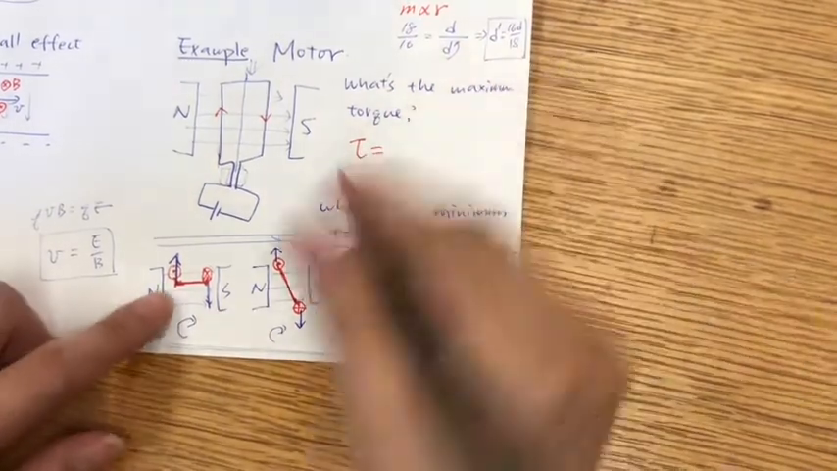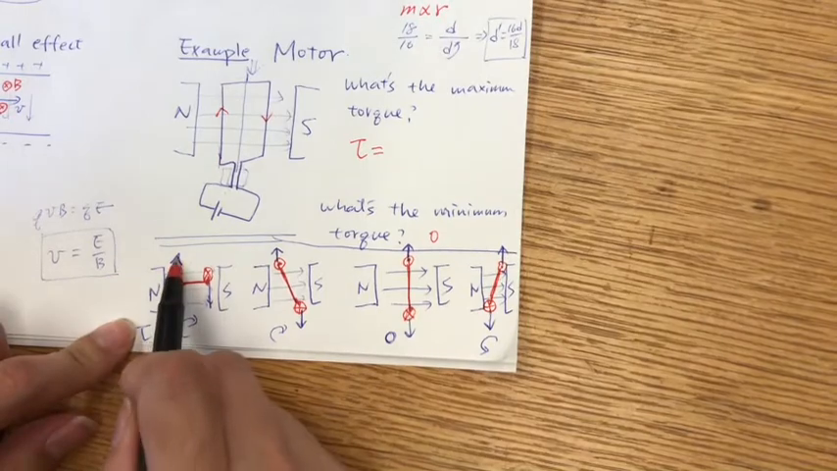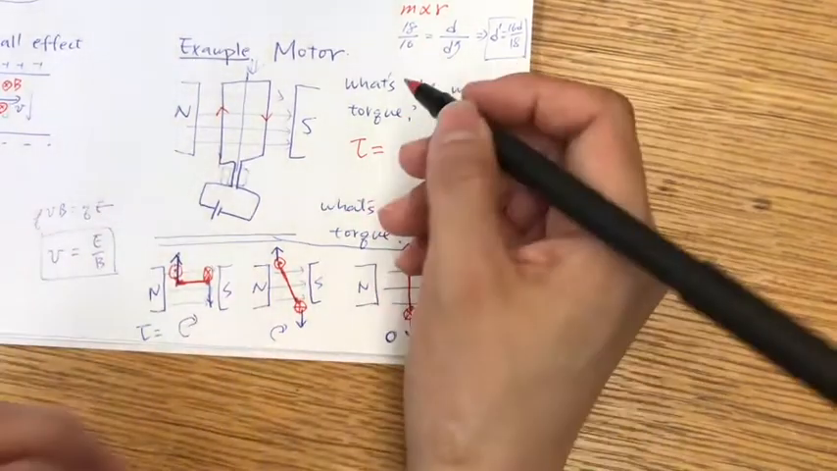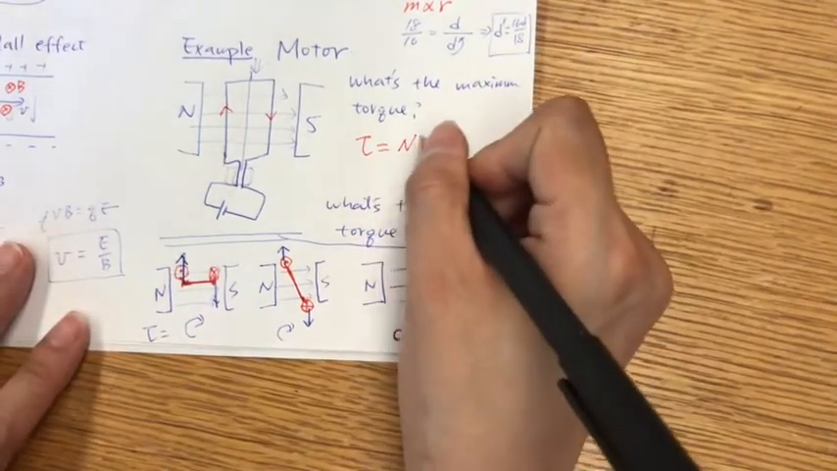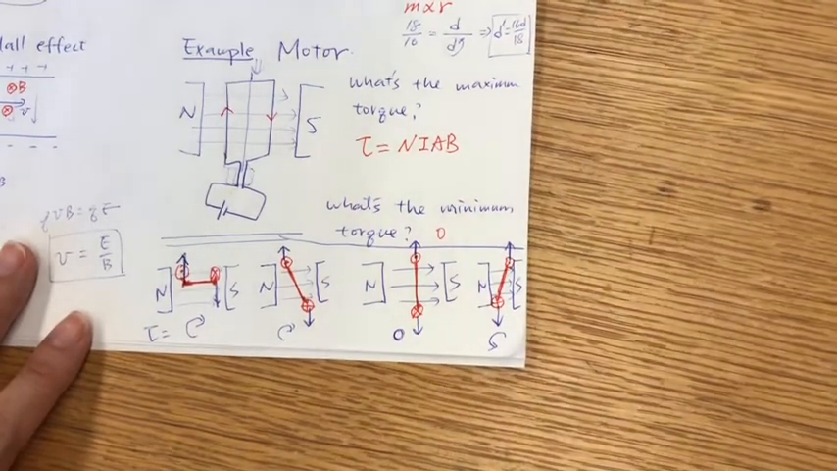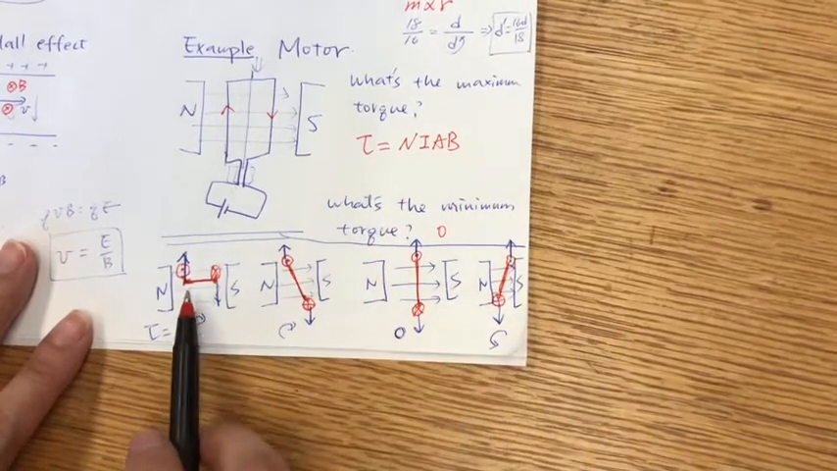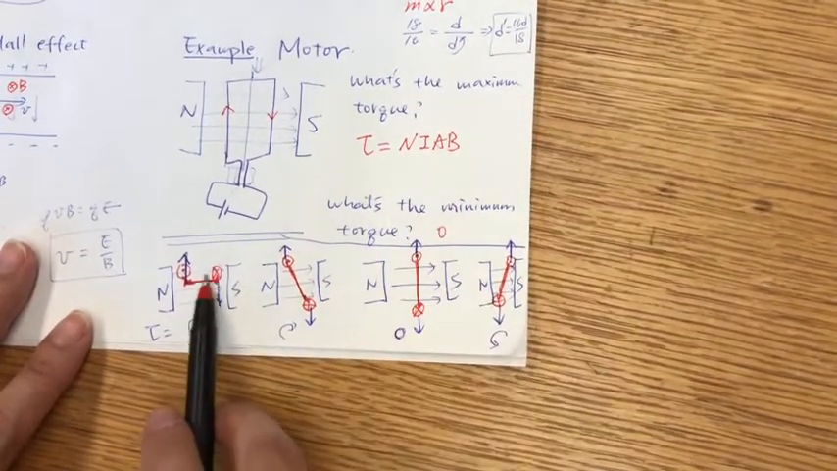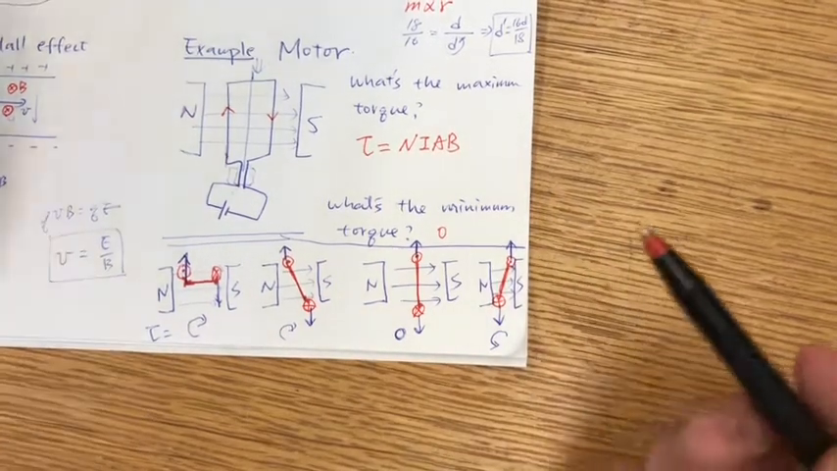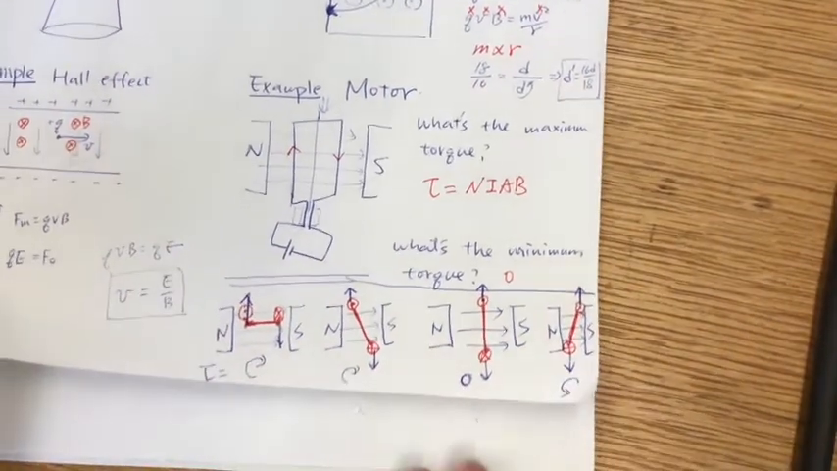So again, you have the arm. Remember we did the seesaw problem, we have the arm, we have the force, and the force is magnetic force. So you take the arm times the force, then after some complicated math, you'll have N, I, A, B for your maximum torque. Where N is the number of the coil, I is the current running on it, A is just its area, and B is its magnetic field. Right, so that's it for the motor.